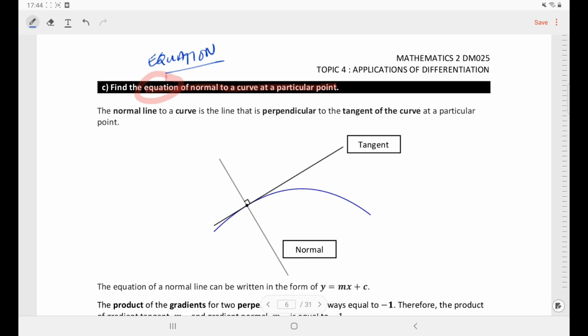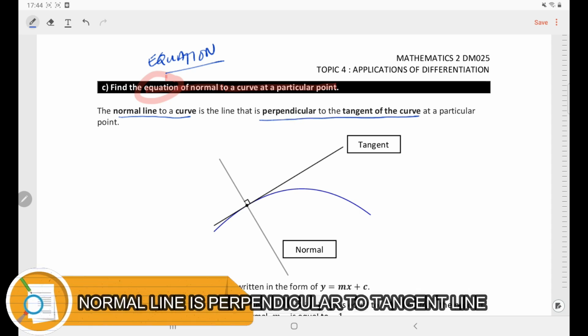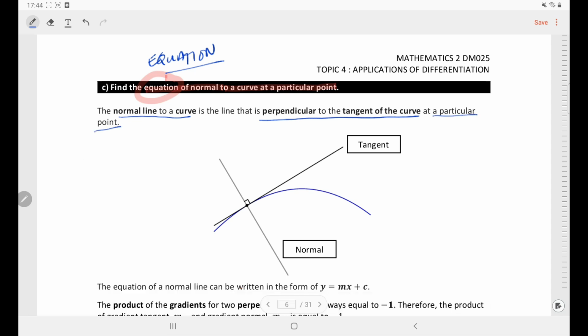Okay, so kita akan define dulu normal. Normal line to a curve is the line that is perpendicular to the tangent of the curve at a particular point. Maksudnya kita akan diberi satu titik. Okay, satu titik pada satu particular point, and then let's say we have a tangent here. Okay, ni kita punya tangent. Kita akan ada satu lagi garisan. Dia memang macam tu. Setiap tangent akan ada satu normal. Normal kepada tangent ini ialah this one.